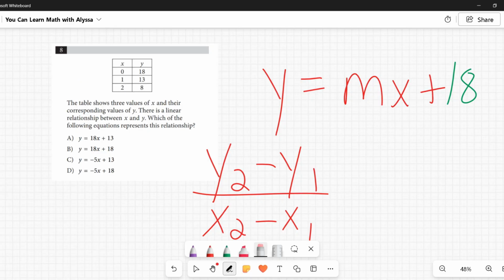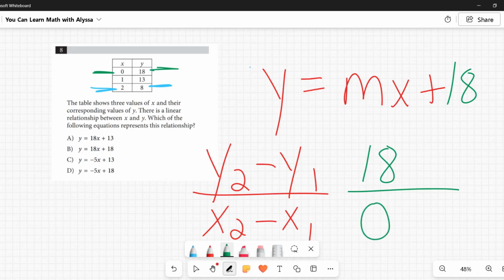Now I'm going to color code it to make it a little easier to see. I'm going to pick this first one, and I'm going to write it in green. I'm going to pick the third one, and let's make it baby blue. All right, so the first one, 18 and 0, that's going to be my first point, green. So the 18, the y, goes on top. The 0, the x, goes on the bottom.